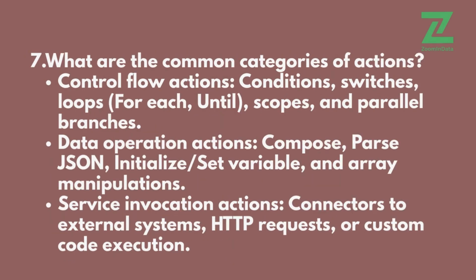What are the common categories of actions? Control flow actions: conditions, switches, loops, for each, until, scopes, and parallel branches. Data operation actions: compose, parse JSON, initialize, set variable, and array manipulations. Service invocation actions: connectors to external systems, HTTP requests, or custom code execution.